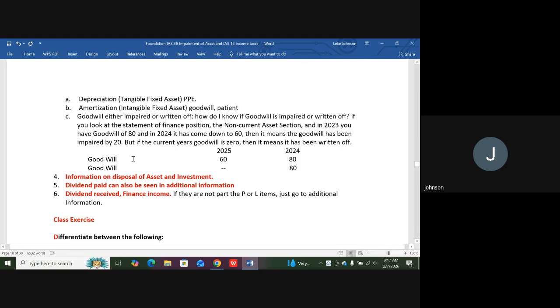So this is how goodwill can be written off. In a prior period, it was 80. In the current period, there's nothing. So it has been written off. But if it's impaired, in the prior period it is 80, and in the current period it is now 60. So it has reduced. So that is impaired. It has been impaired.